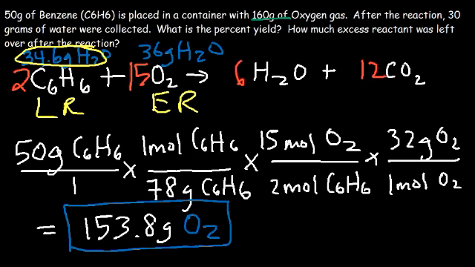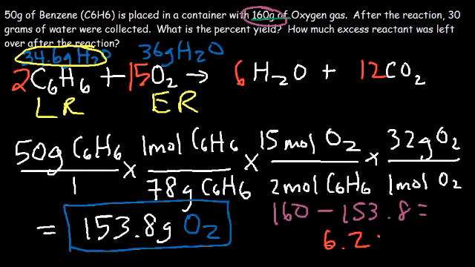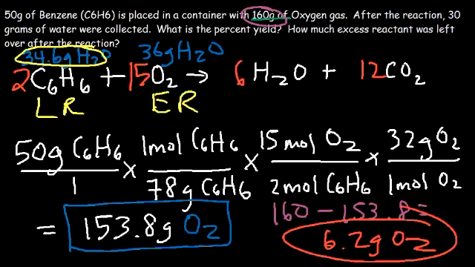Now, we have 160 to begin with. So how much is left over? 160 minus 153.8, that's about 6.2 grams. So 6.2 grams of the excess reactant is left over.